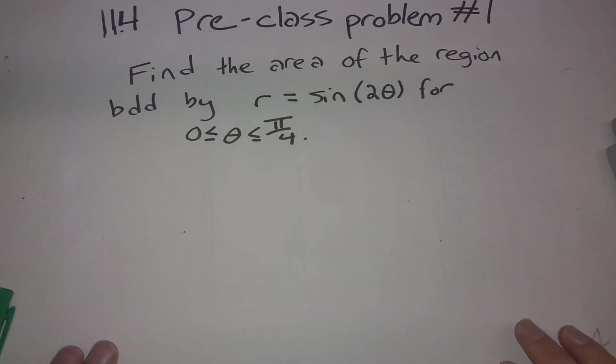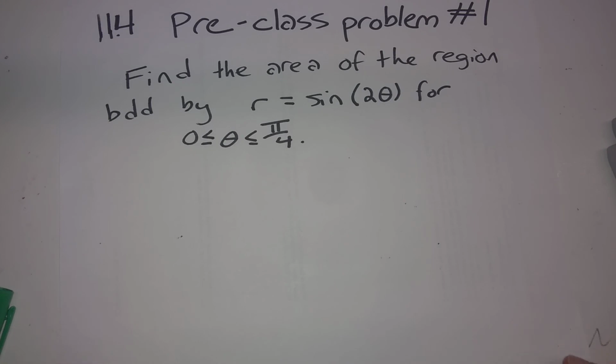Okay, so to end this video, here is a pre-class problem. Please find the area of the region bounded by r is equal to sine of 2 theta, where theta is running from 0 to pi over 4.